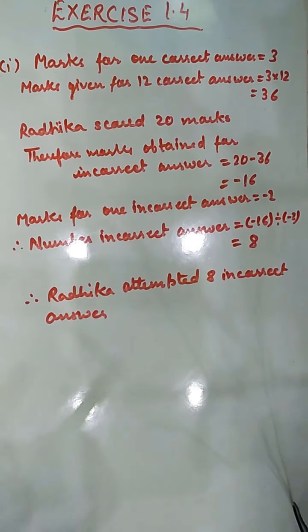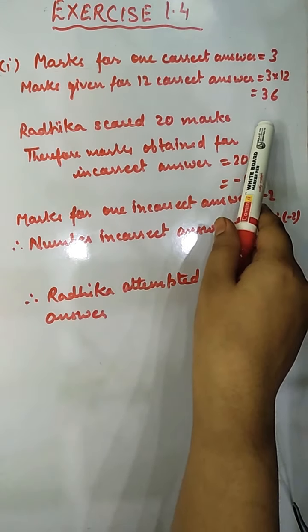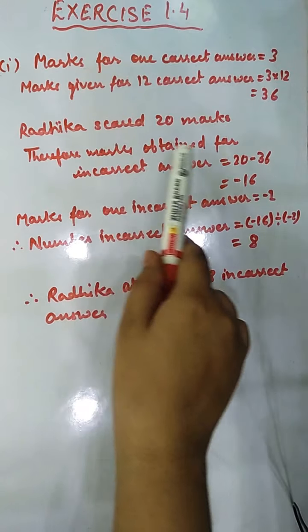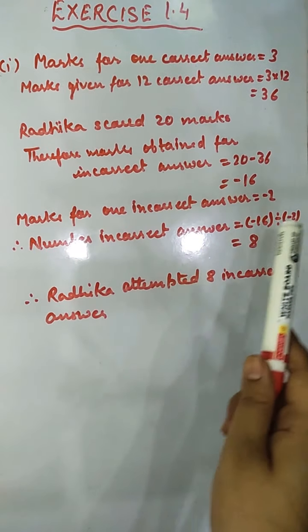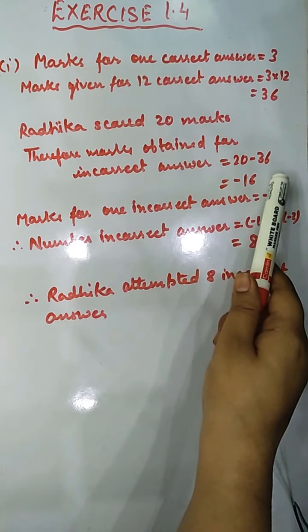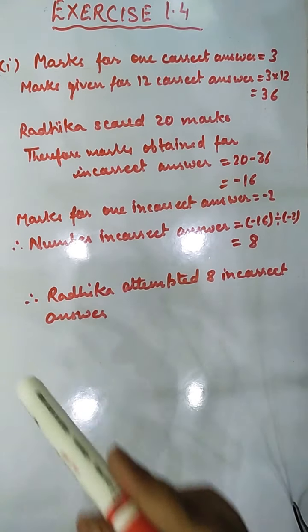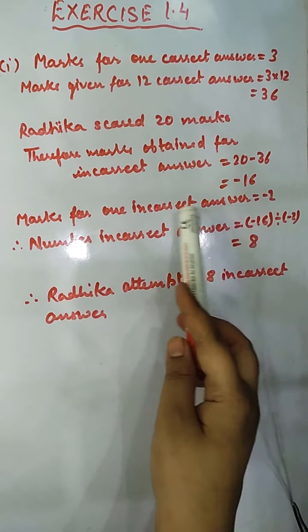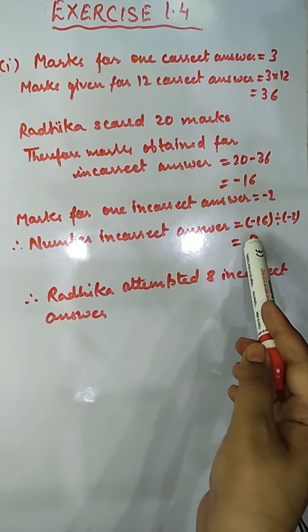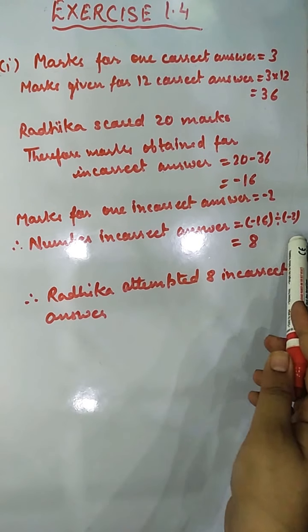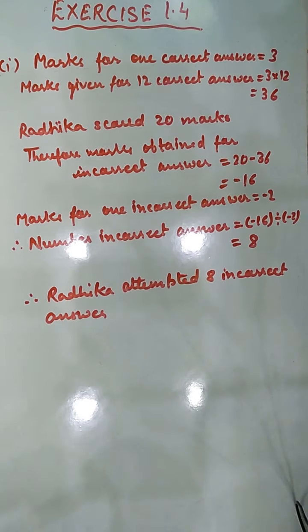Marks for one correct answer was 3. She has attempted 12 correct answer. It means she has got 36 marks. But at the end she scored 20 marks only. It means some marks might be deducted for wrong answer, which we have calculated. 20 minus 36, that is minus 16. Marks for each one incorrect answer is minus 2. It means how many answers she must have attempted wrong? 8. Minus 16 divided by minus 2, that is 8. This is for Radhika. Same you can write for this.